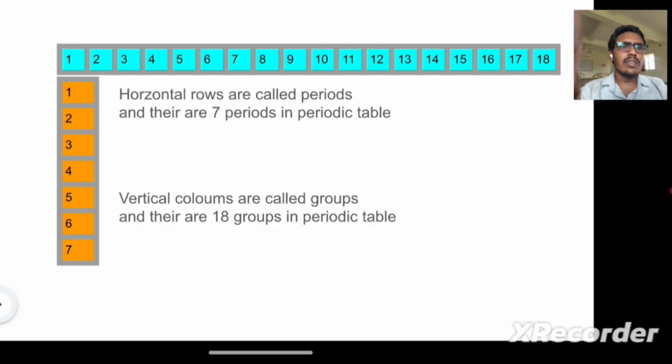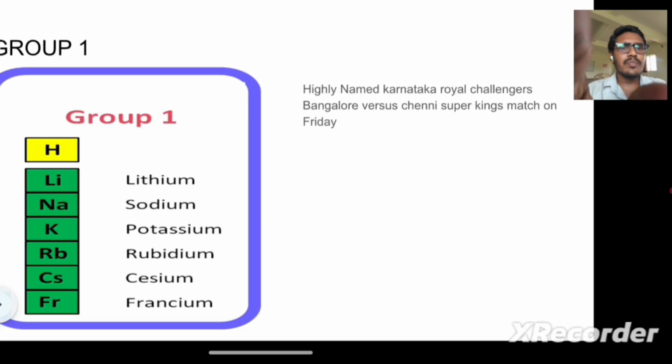Now you can see here, horizontal rows are called periods. The above row represents a period, and there are 7 such periods in the periodic table. There are 18 vertical columns in the periodic table, which are called groups. Now let's move on to the next slide.